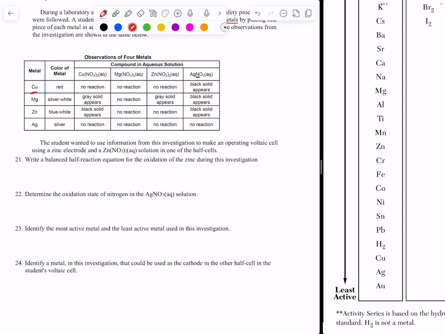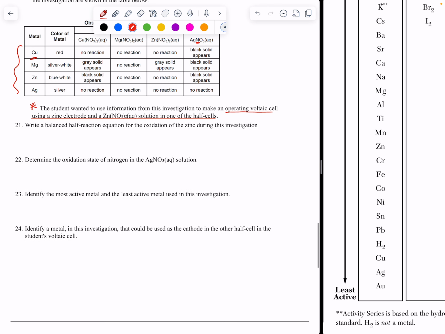The student, don't forget about this little paragraph underneath. The student wanted to use information from this investigation to make an operating voltaic cell using a zinc electrode and one of the half cells. So they already have zinc as one of their electrodes. They want a voltaic cell, and they're trying to pick another metal, one of these metals, as the other side. Obviously, they can't pick zinc, because they already have zinc. So one of those 3 other options, copper, magnesium, or silver. Write a balanced half reaction for the oxidation of the zinc during this investigation.